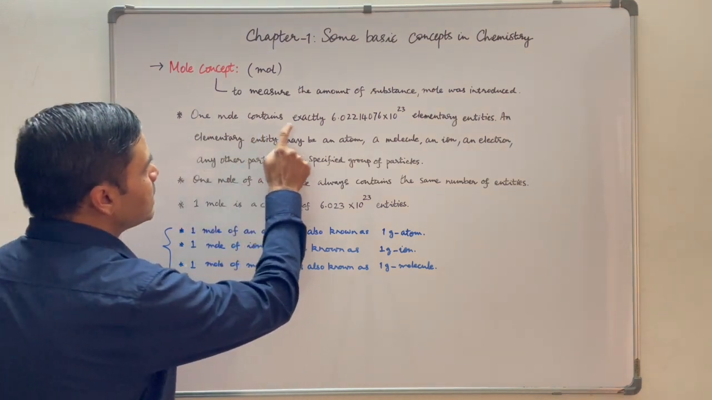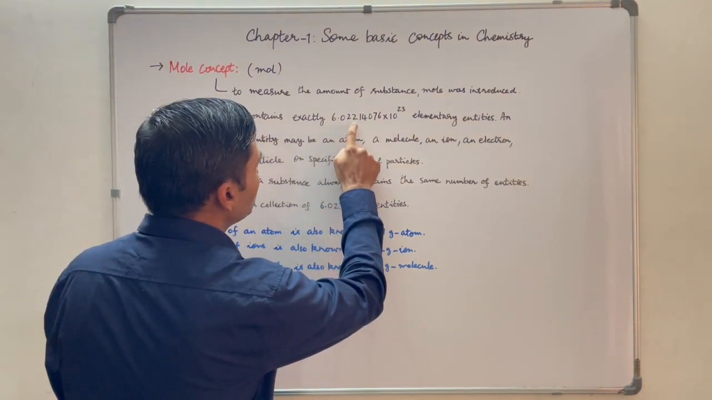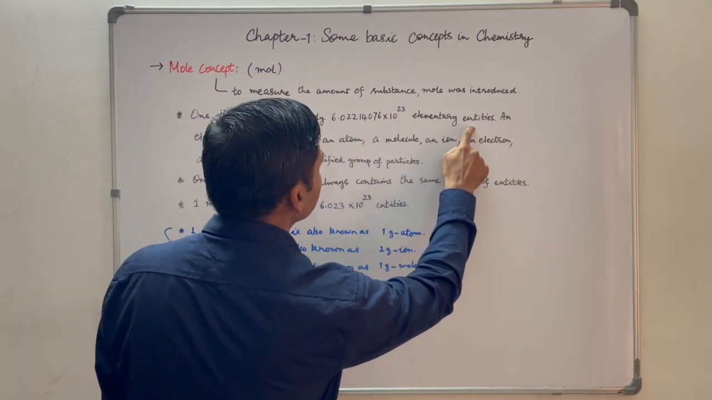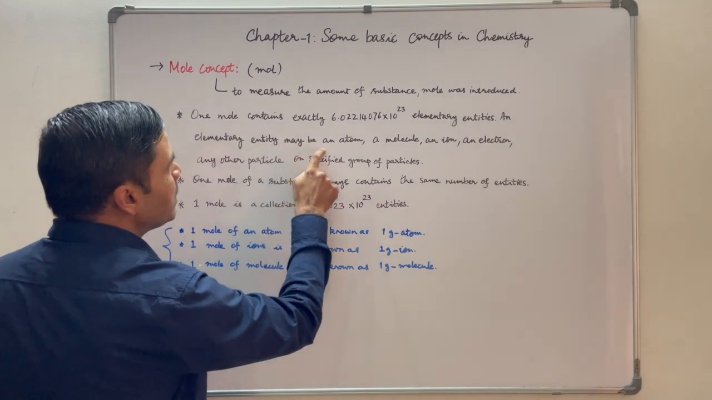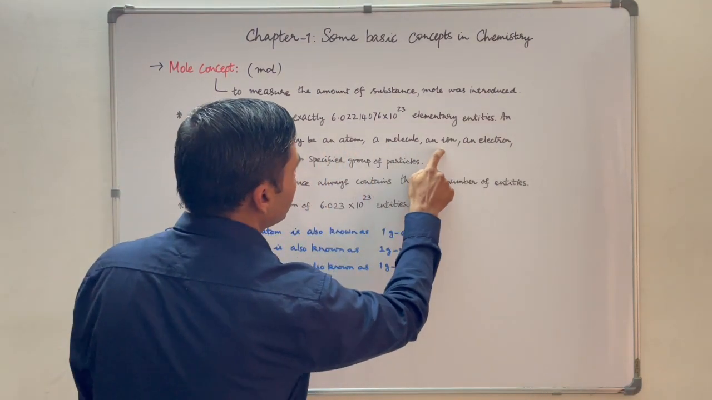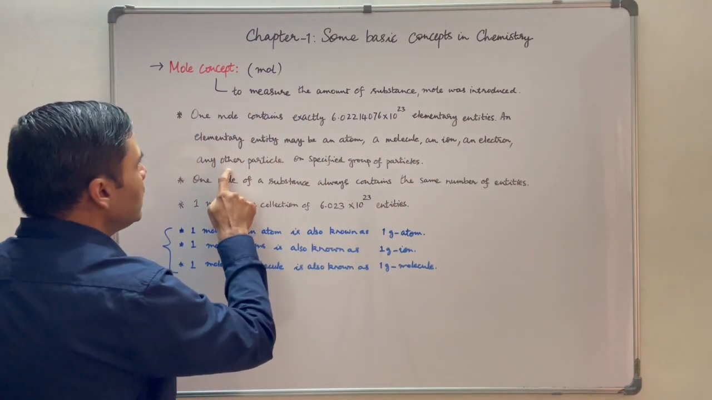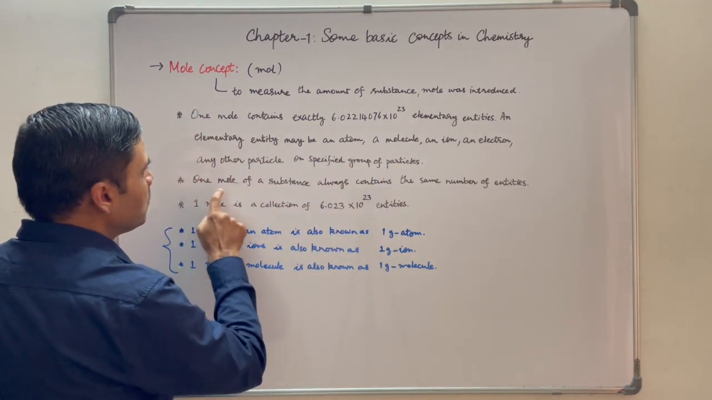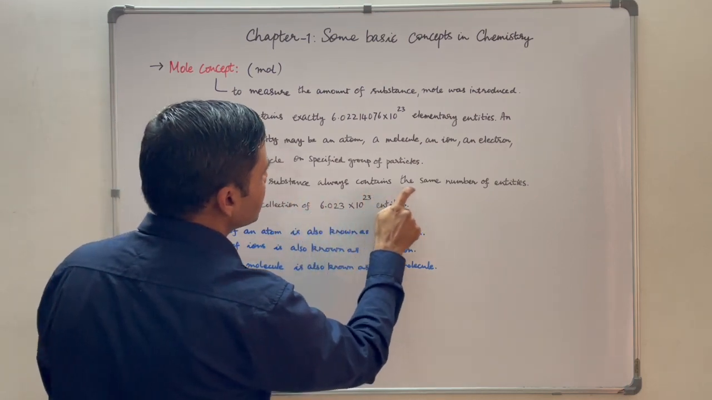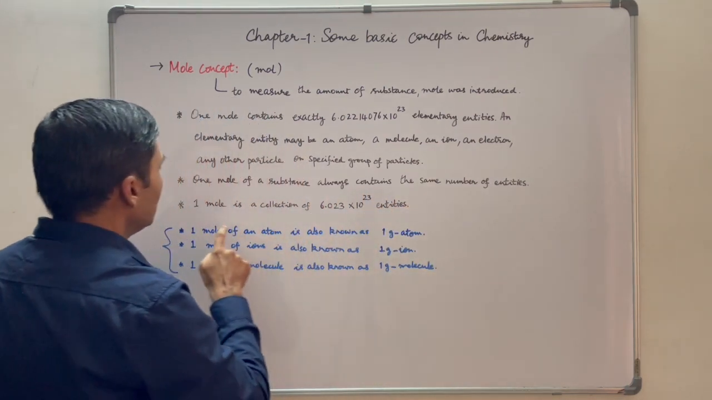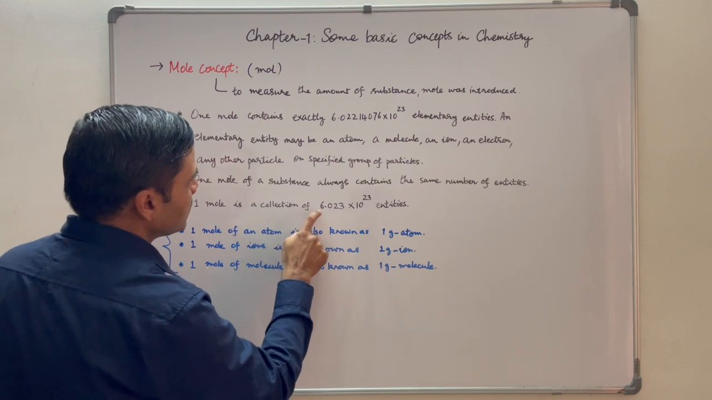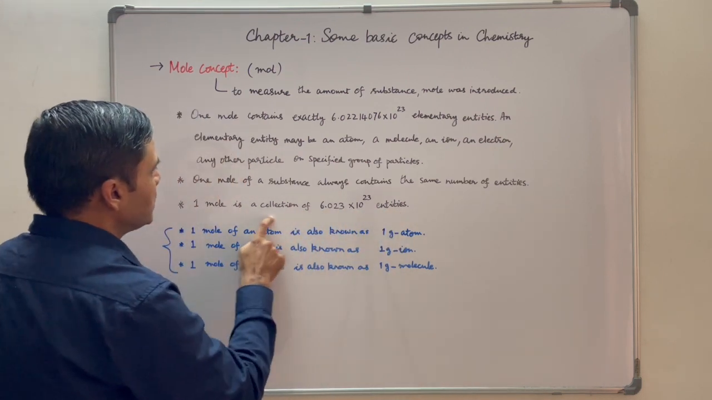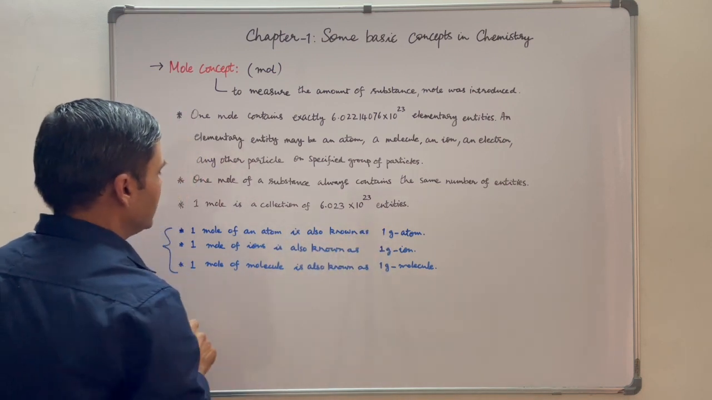1 mole contains exactly 6.02214076 into 10 to power 23 elementary entities. An elementary entity may be an atom, a molecule, an ion, an electron, any other particle or a specified group of particles. 1 mole of a substance always contains the same number of entities. 1 mole is a collection of 6.023 into 10 to power 23 entities. This statement is important, you need to keep it in mind.